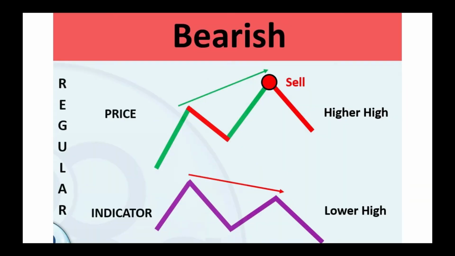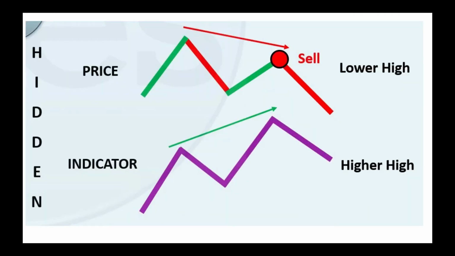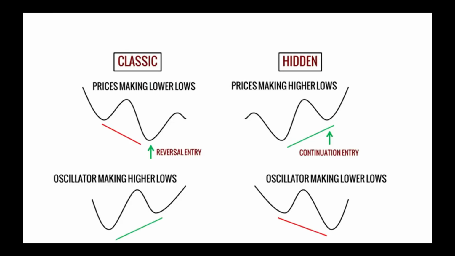The bearish situation is different. We have on the chart a bullish trend, a higher high, and on the indicator we have a lower high. It's a regular divergence when we have a future bearish trend. And we have a hidden bearish divergence when on the chart we have a lower high and on the indicator we have a higher high. So you can see where the difference is between a classic and a hidden divergence.